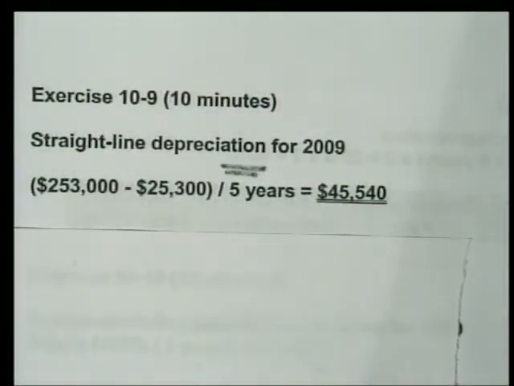The straight line depreciation for 2009 would be the cost of $253,000 minus the salvage value of $25,300 divided by the estimated useful life of 5 years. Okay? And that gives you 45,540, correct? Now that's assuming we had it the whole year though, correct? Did we have it the whole year? I don't think we did. How many months did we have it?